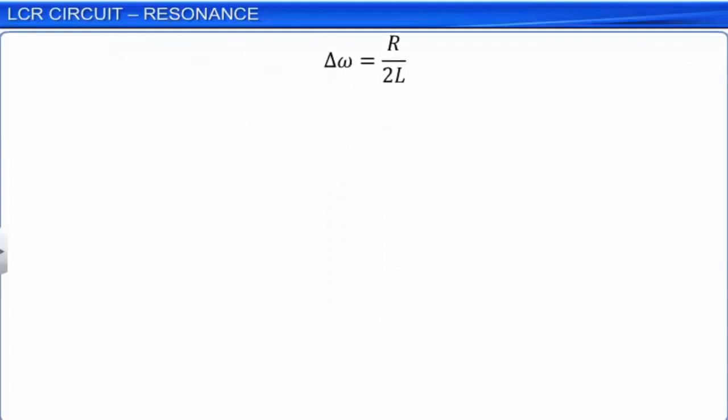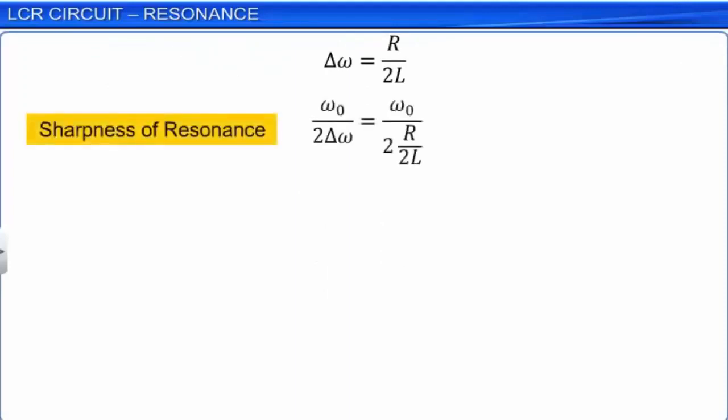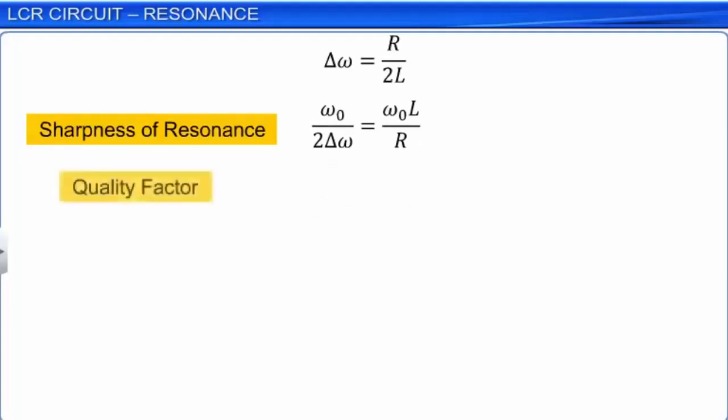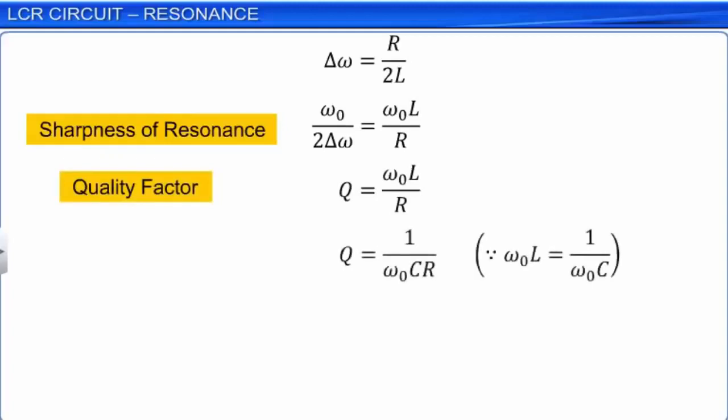Using the value of delta omega obtained, the sharpness of the resonance, omega naught by 2 delta omega, can now be written as equal to omega naught L by R. This is also referred to as the quality factor, Q, of the circuit. Since omega naught L is equal to 1 by omega naught C for resonance, we can also write equation 4 as Q is equal to 1 by omega naught CR. Let this be equation 5.